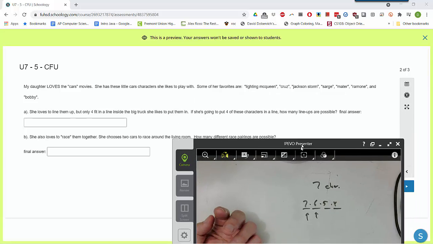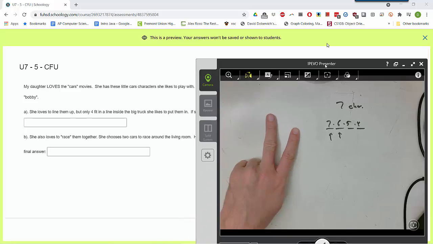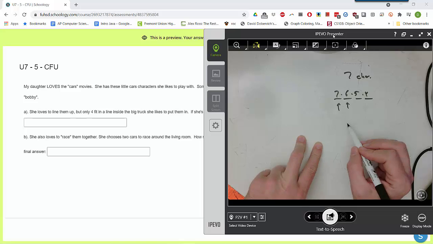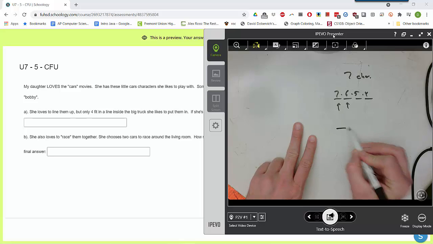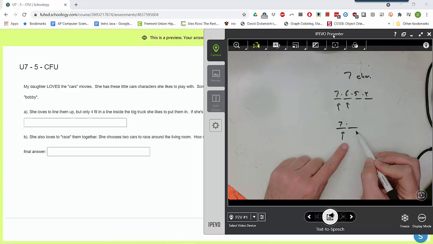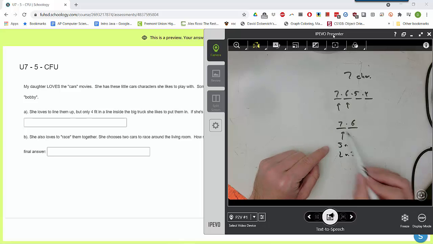Okay, she also loves to race them together, so she'll just grab 2 of them and then race them around the living room. How many different race pairings are possible? Well, here, it just matters which 2 characters we choose. It doesn't matter which we grab first and which we grab second. So if I was going to say, the first person I grab, how many options? 7 options. The second character I grab, how many options? 6 options. This counts Jackson Storm versus Lightning McQueen as a different pairing than Lightning McQueen versus Jackson Storm. But I don't want to count those as different, so that's why I've got to divide it by 2.